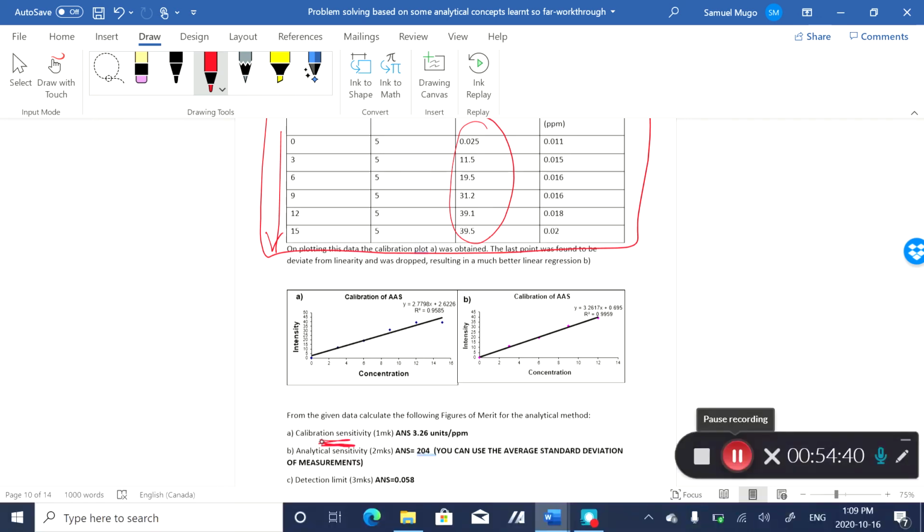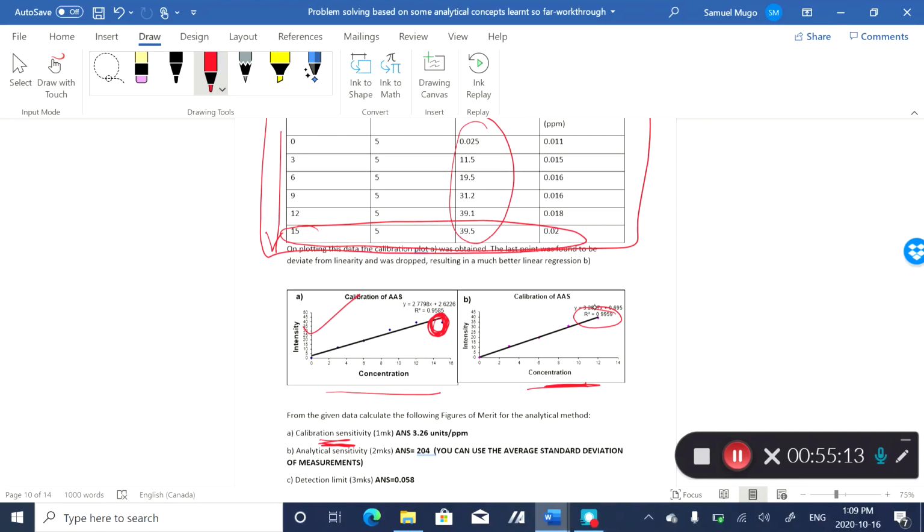And of course the difference between the two graphs is, in one case you've got all the data points, and in this case you don't have these data points. Reason being, it seems to be deviating from linearity. Okay, you can see it's deviating from linearity. So you omitted it when you are calibrating here, and you can see the regression coefficient is a lot better, 0.99, very close to 1, which is what you want.